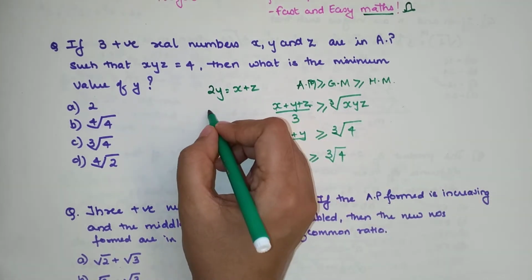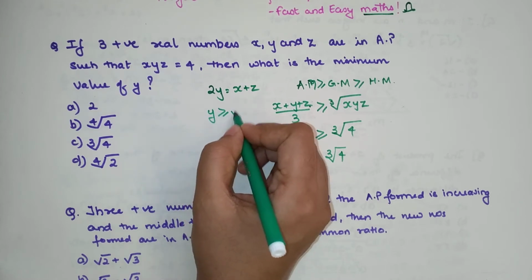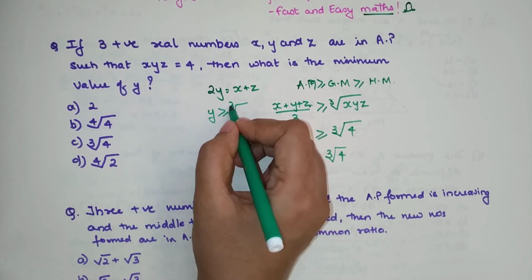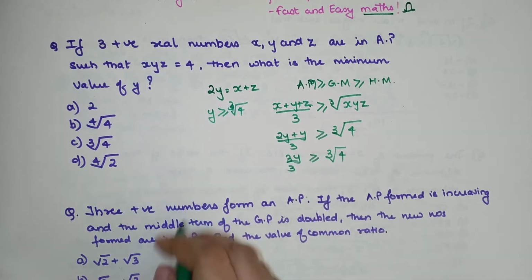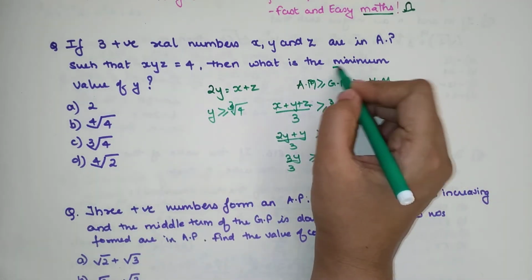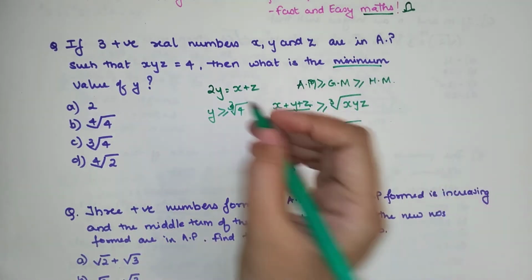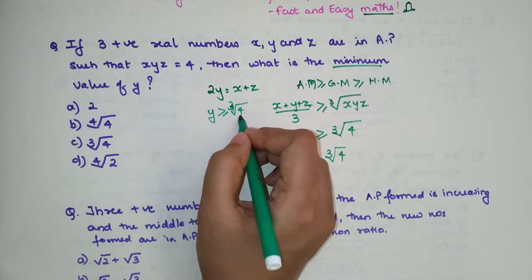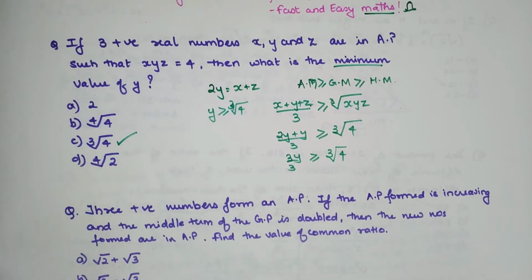So now I can say that y is greater than or equal to the cube root of 4. Now here they have already mentioned it has to be the minimum value. So the minimum value will always be the equal to value. So I can say option C is my correct answer.